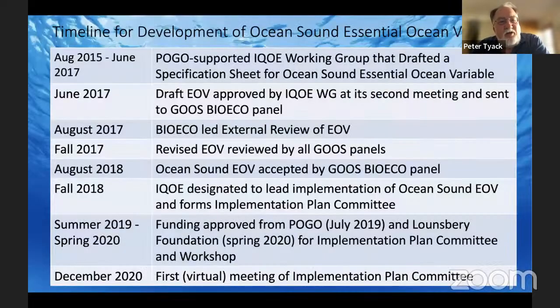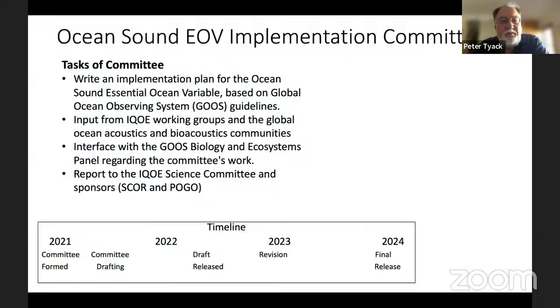Just to briefly go through the process of establishing the EOV, we started in August of 2015. We didn't finish until about 2020, but the approval of the ocean sound essential ocean variable came through in August of 2018. This was by the GOOS Biology and Ecosystems Panel. So a 3-year process to develop the ocean sound essential ocean variable, and then a couple of years to set up to be able to develop ways to implement it.